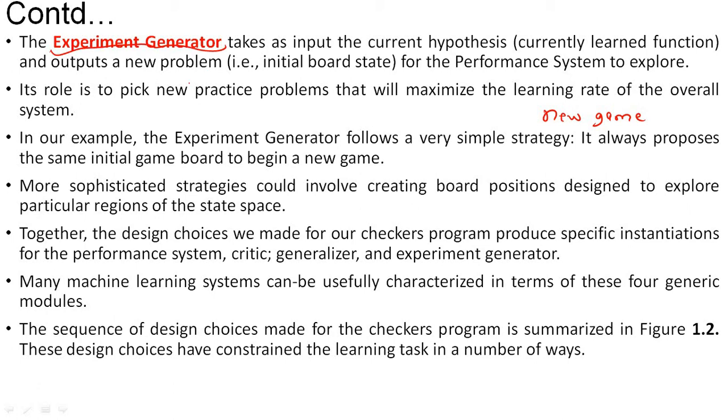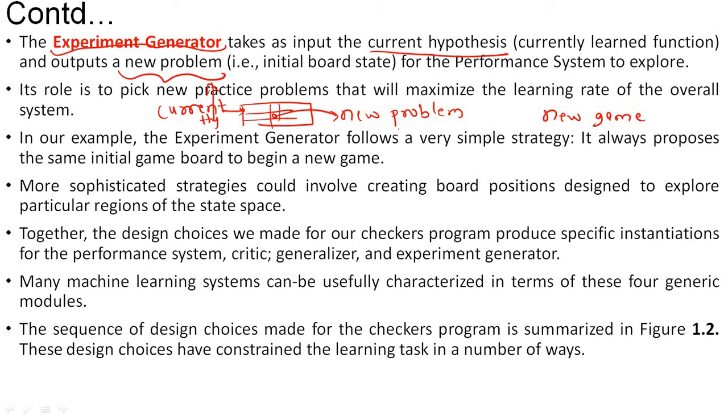What the experimental generator will do is take the current hypothesis as an input, and then it will generate a new problem. That means consider that we have already given some input, and based on that input the machine has learned properly and provided an output that becomes our new problem. So the input is the current hypothesis, and the output is a new problem, okay.